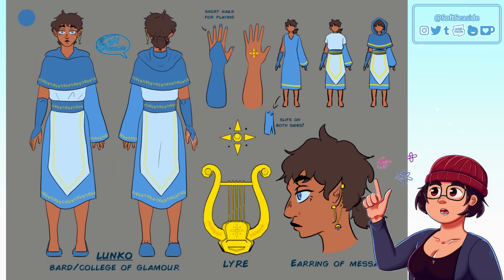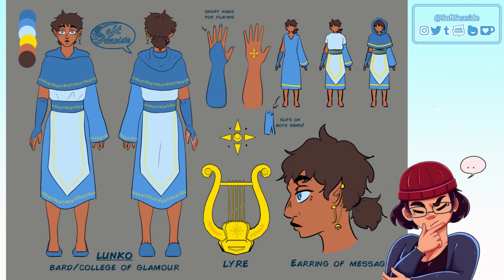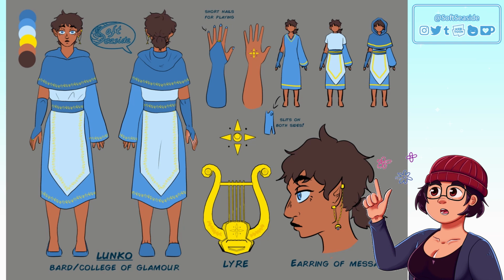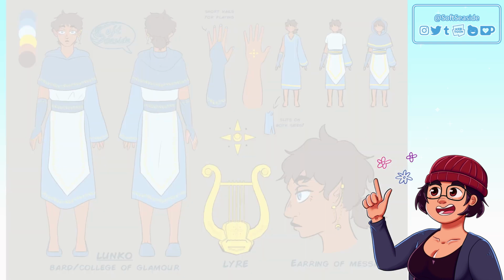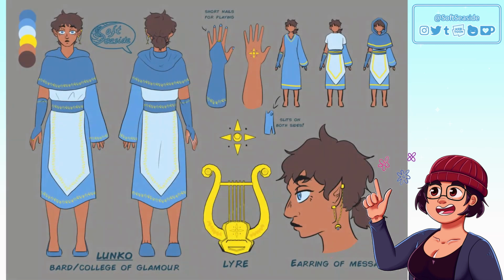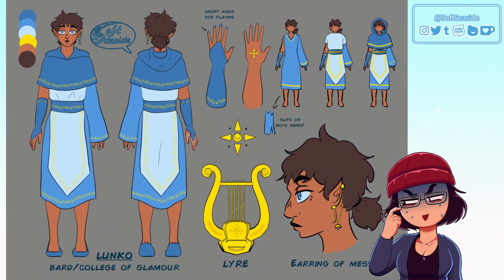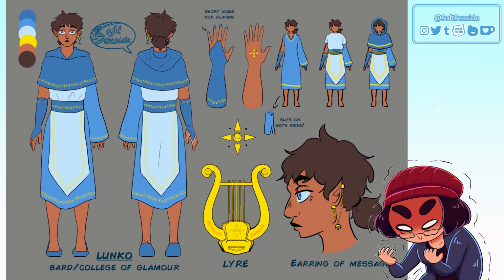The earring of message they wear is a gift from the sister, so he could comfortably communicate with her without people around them noticing. Our DM associates Lunko with the moon and Livan with the sun, so the earring and the royal marking have a sun and moon motif. The lyre is just a placeholder in this reference sheet because I made this reference sheet one day before art fight started and I really wanted it to be finished.